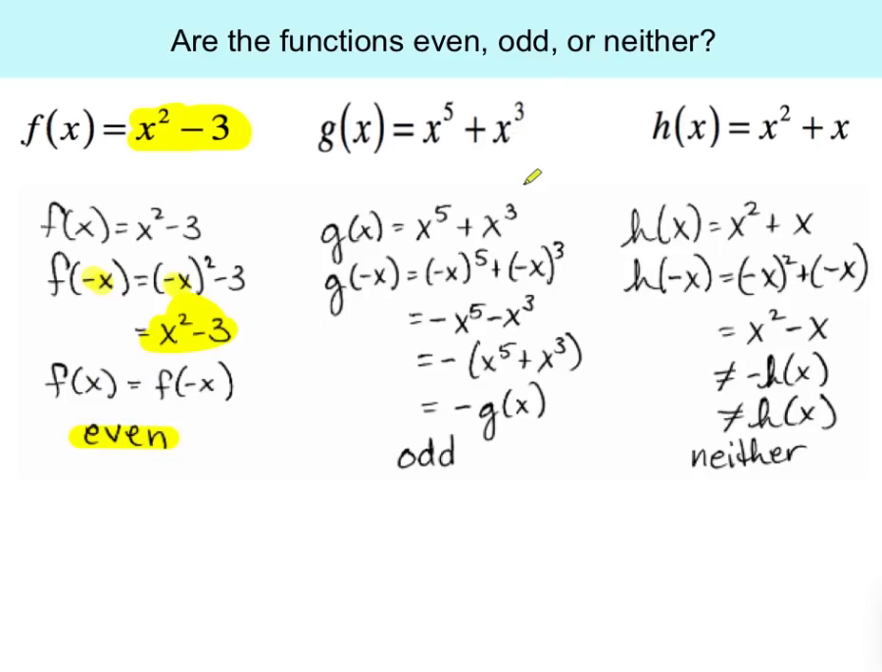When I look at this function, again, I substitute in -x for x, and then I simplify. When I factor out a negative, I notice that that is equal to the negative of my function. That is odd. When I look at h of x, I substitute in negative x for x, and I simplify. I notice there's not any single way that this is equal to h of x, and it's not equal to negative h of x. So therefore, it is neither.